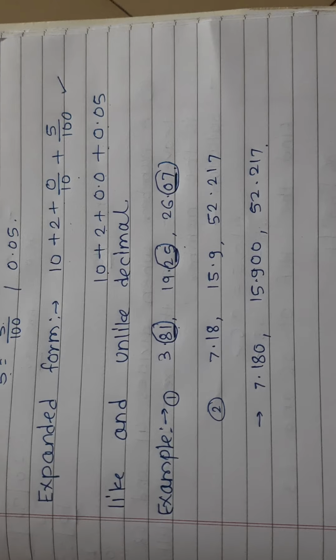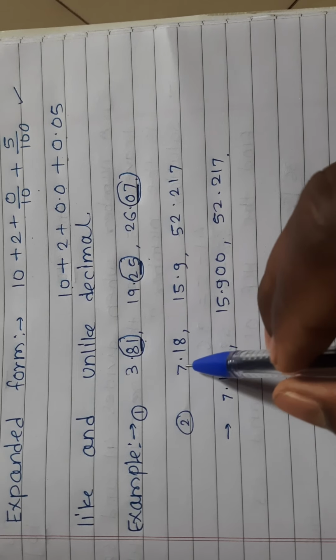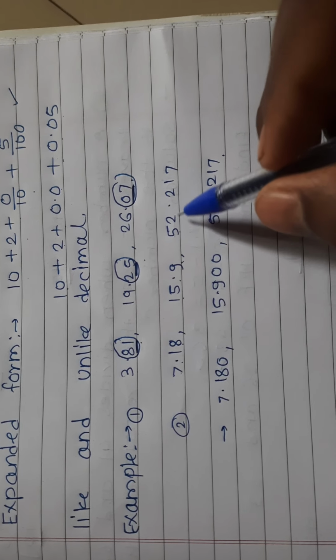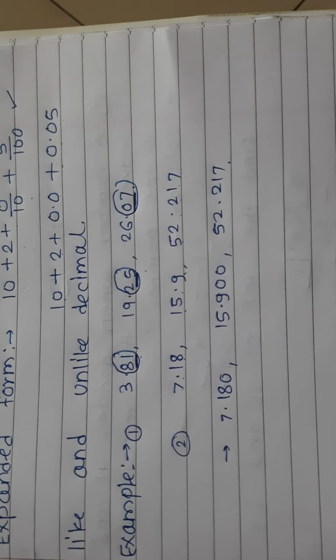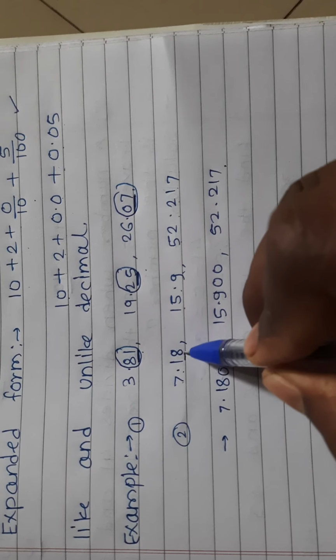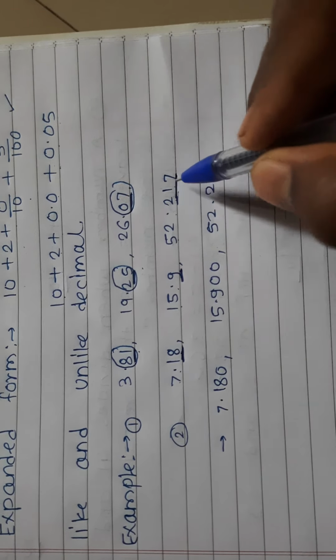Then what is meant by unlike decimals? Here is the example of unlike decimals: 7.18, 15.9, 52.217. Why do we call these unlike decimals? Because the number of decimal places is different.